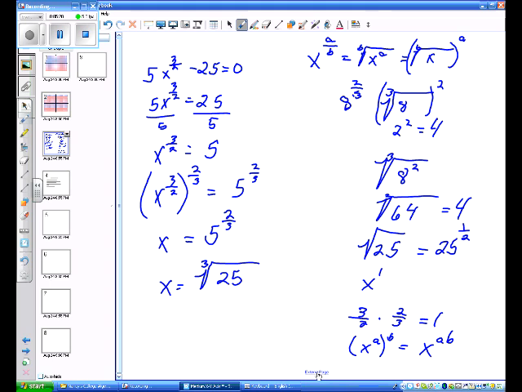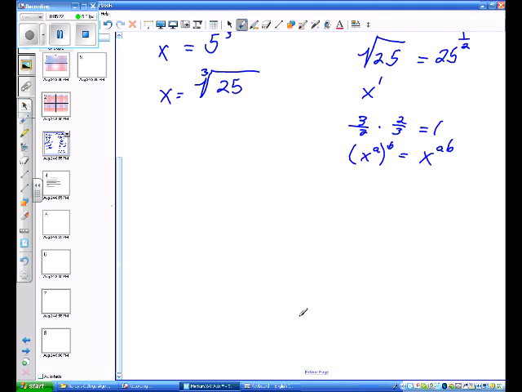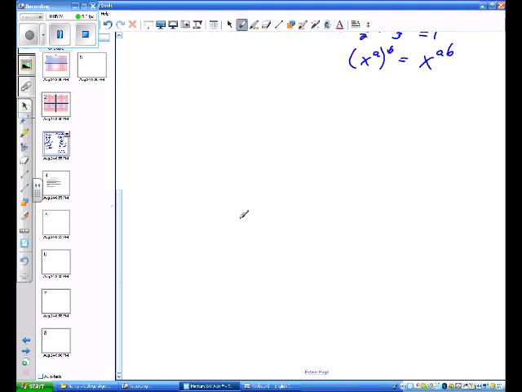If we look at another one where we have a fractional exponent, say that we have x to the 2/3 minus 8 equals -4. Okay, we want to get our variable by itself, so we're going to add 8 to both sides. -4 plus 8 would be +4.